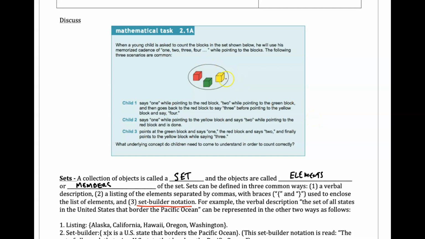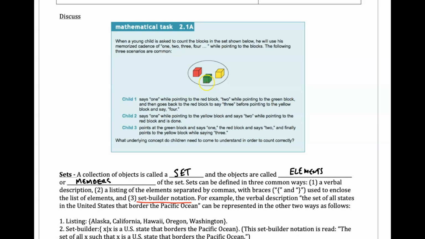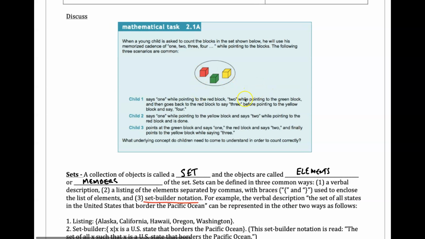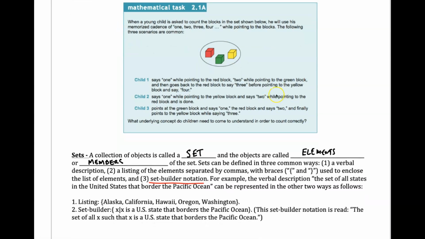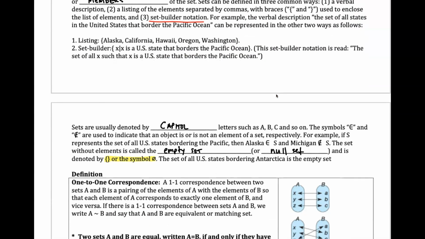For example, looking at this task here, take your time to do that. Read the situation. As you read the situation, what underlying concept do children need to come to understand in order to count correctly? The students have to realize that there is a set here of 3 objects, and how you would count is that we label each of these objects: 1, 2, 3. There's this understanding that as I count, it represents an amount of objects in a set. But we'll talk more about that as we go through this chapter.